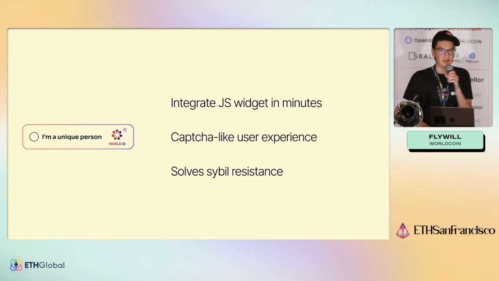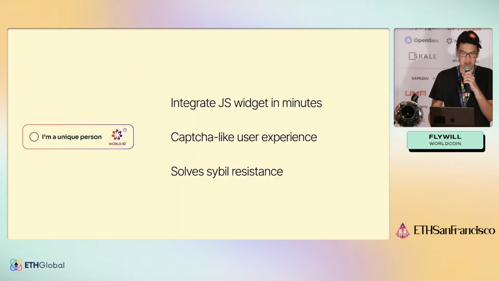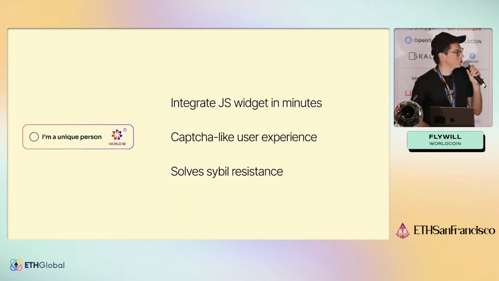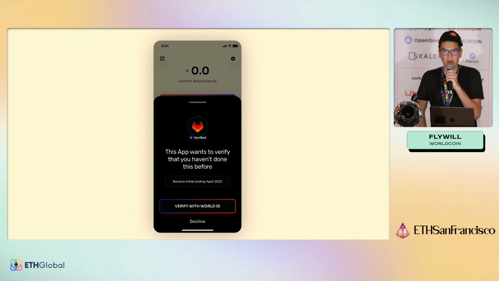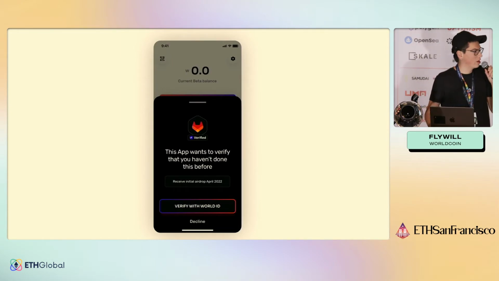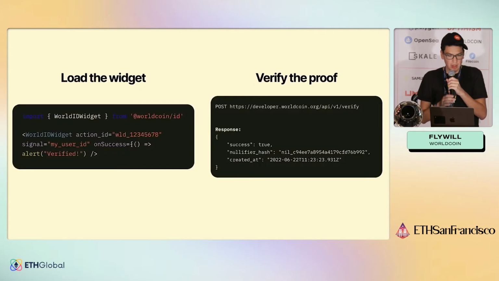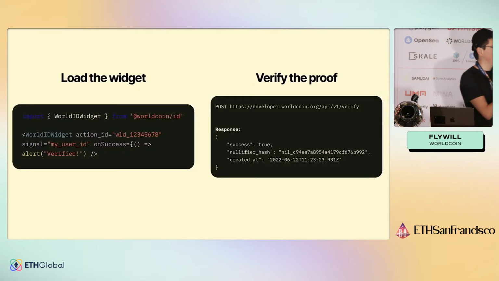Integrating the widget is quite simple. Well, I'll show the code in a second. When the user scans it, they'll see something like this in the WorldCoin app. It's as simple as clicking verify, and that will generate the zero knowledge proof. To load the widget, you simply install this npm package and load it as it's shown there.